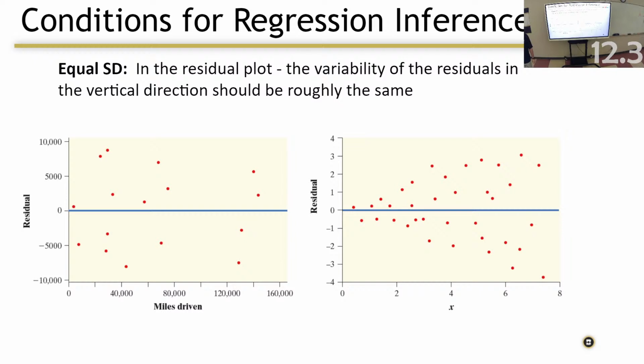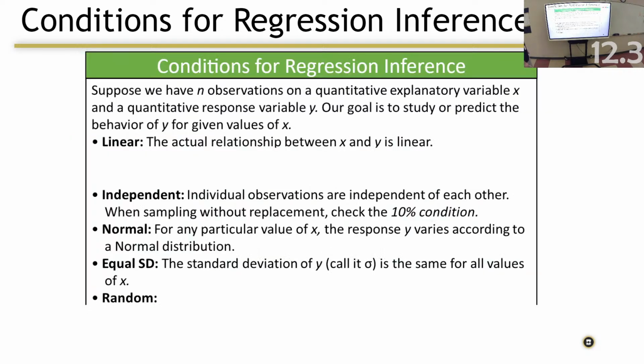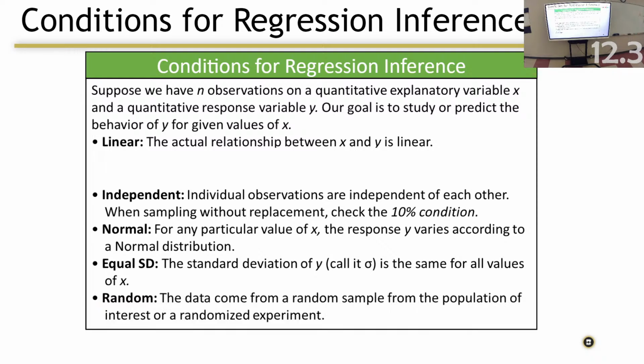Homework only. None of this will be on your test. I've never seen it on the AP test. Equal standard deviations: this one's good, that one's bad. And I haven't seen anyone's be bad on your homework. Those are things that you have to recognize. And then random: we want to make sure the points are selected at random. The data comes from a random set.